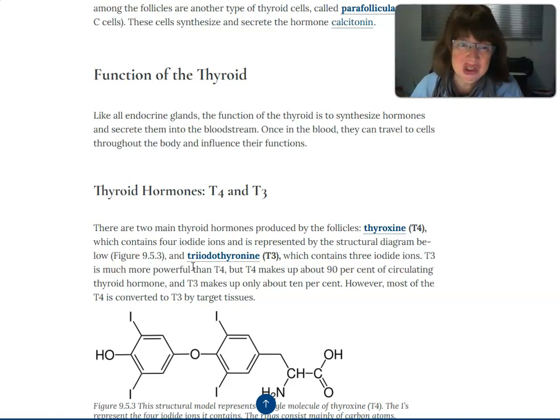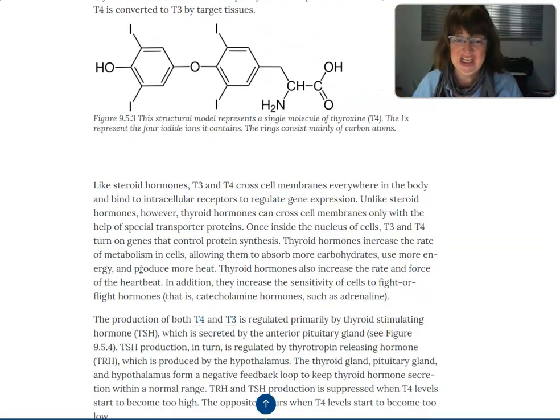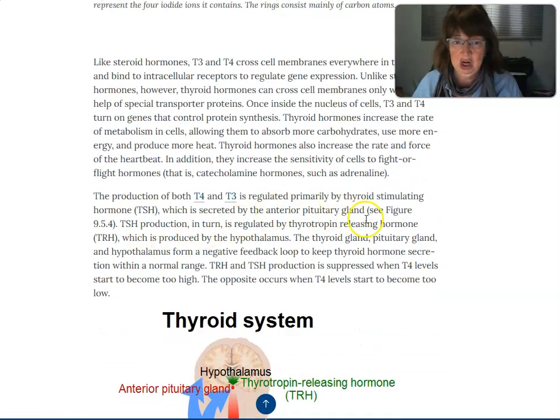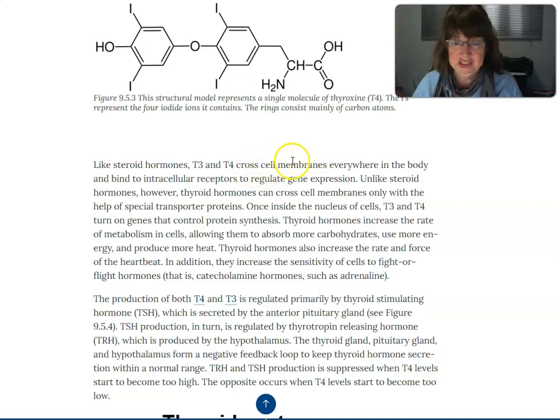That is actually why your salt, regular table salt, is iodinized, because we weren't getting enough iodine because we're not eating enough dirt. So that is the two hormones, and the function here is they cross a membrane everywhere in the body and regulate gene expression. And here we go. The thyroid hormone increases the rate of metabolism in cells, allowing them to absorb more carbohydrates, use energy, and produce more heat. Okay, it can also increase the rate of the heartbeat, and that gives us sensitivity to our fight or flight hormones, such as epinephrine, also called adrenaline.